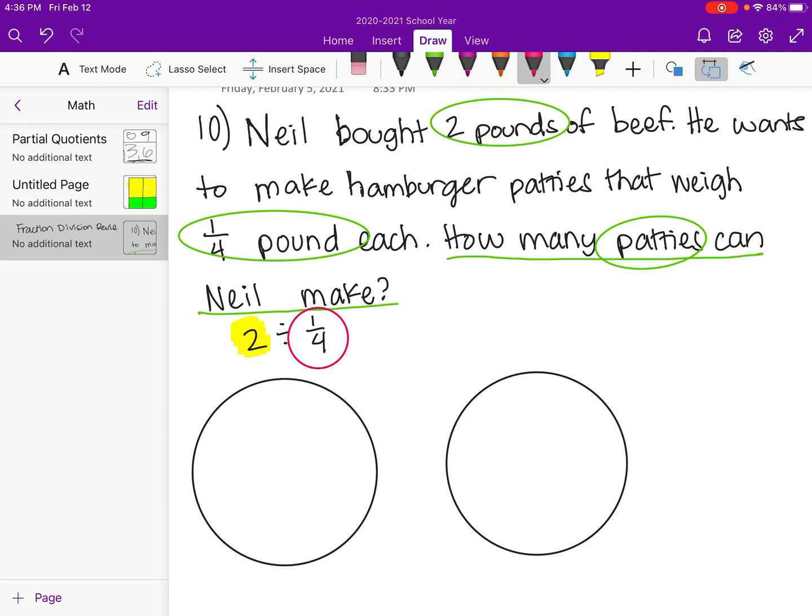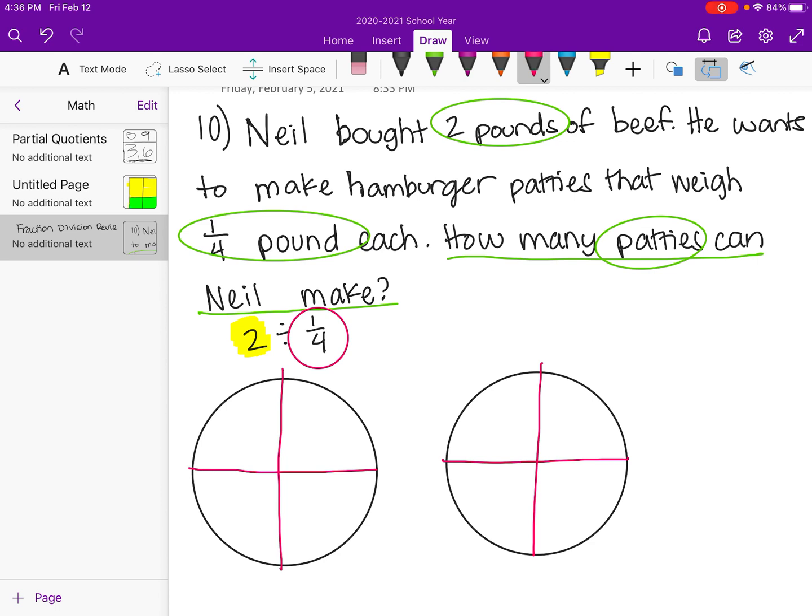Okay, so I need to break those 2 wholes. You can see that each of these is 1 pound of hamburger. That's what each of these circles represents, 1 pound of hamburger. So I need to break up each of those pounds of hamburger into 1/4 pound pieces. So I'm just going to break them each as equally as I can into 4 pieces.